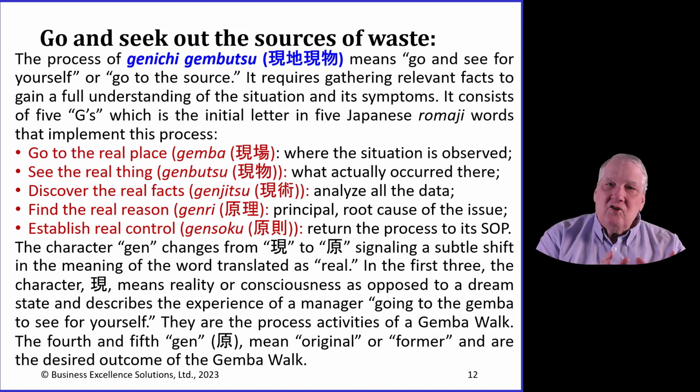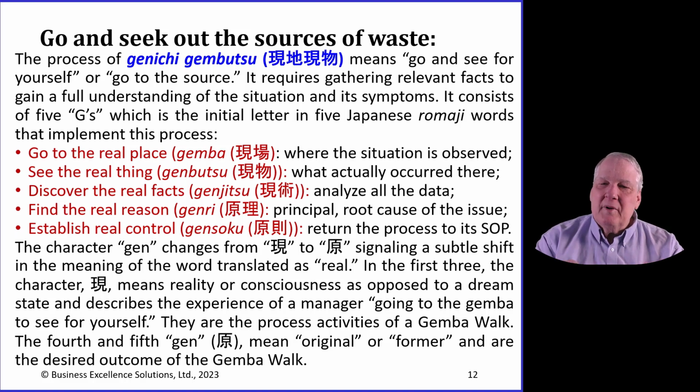Now, in the Japanese, there are 5 G's, which are the first letter in the Romaji words. So go to the real place, that's the Gemba, that's where the situation is observed. See the real thing, that's Gembutsu, what actually occurred, see the experience. Discover the real facts, analyze all the data, see what's really behind the observation that you have. Find the real reason, this is the principal root cause, Genri, and establish real control, Gensoku, which means returning the project to the SOP, or its standard operating procedure.